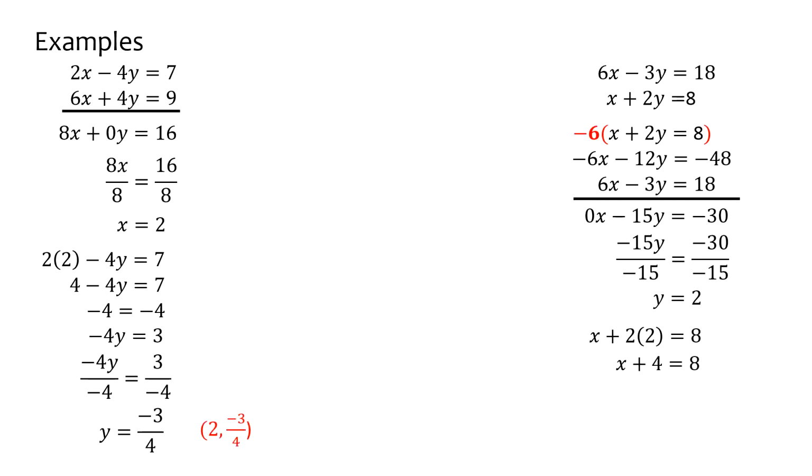So I have x plus 4 equals 8. We subtract 4 from both sides. We find out that x equals 4. So our answer as an ordered pair is 4, 2.